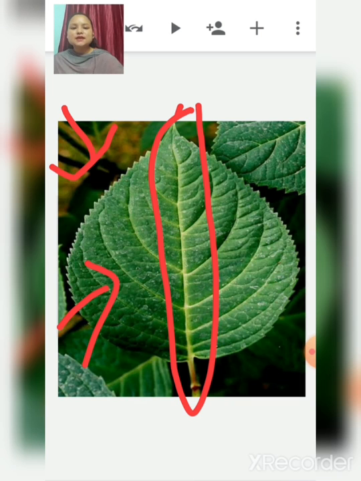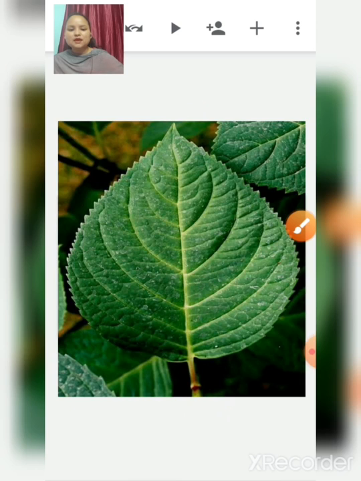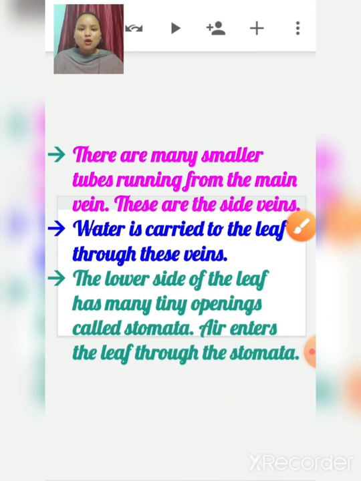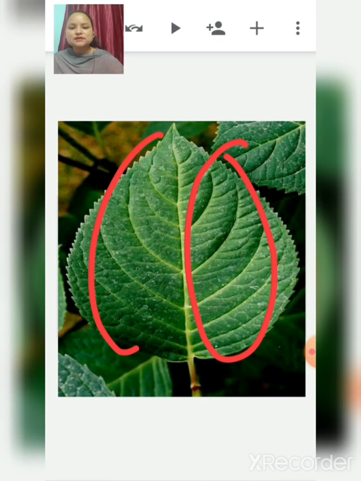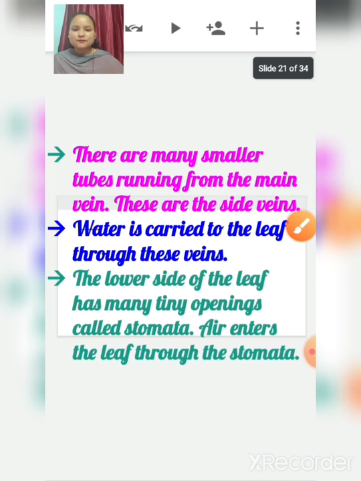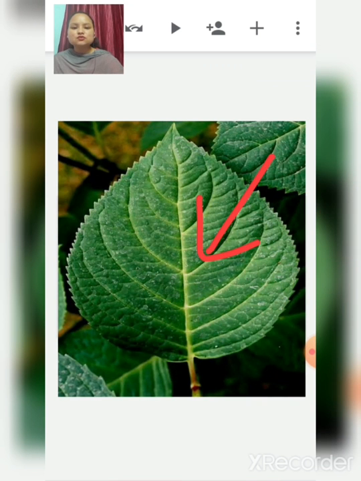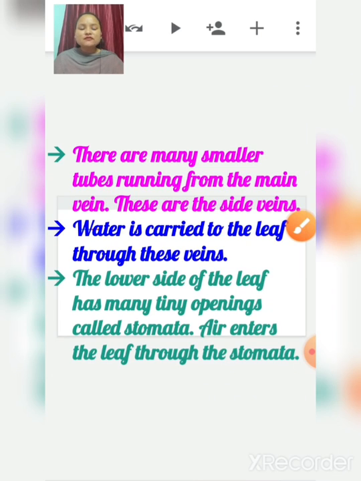Now this is the main vein. There are many smaller tubes running from the main vein. These are called side veins. Okay, and water is carried to the leaf through these side veins. The lower side of the leaf has many tiny openings called stomata. Air enters the leaf through the stomata.